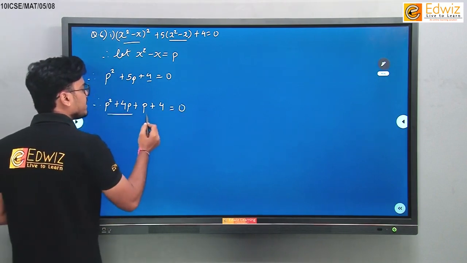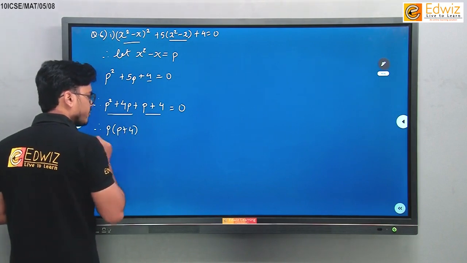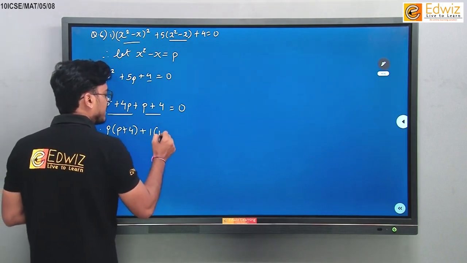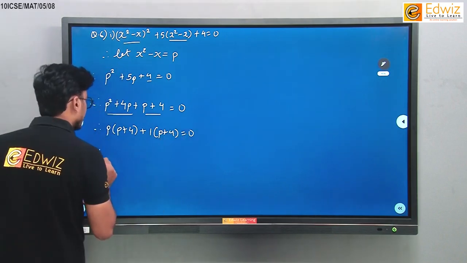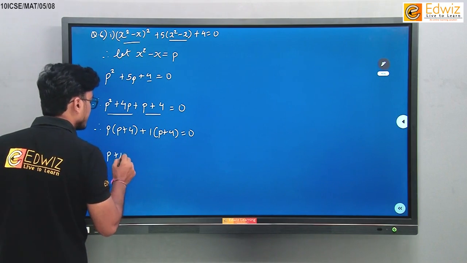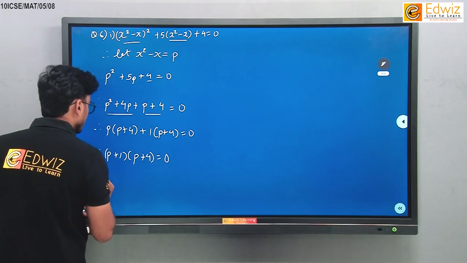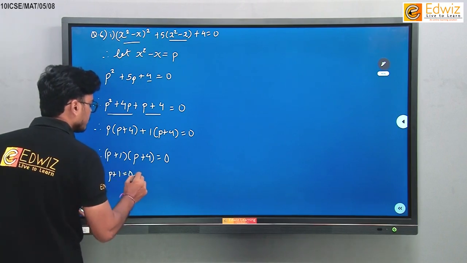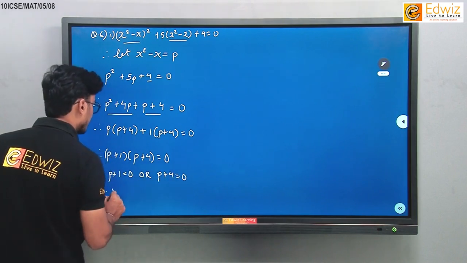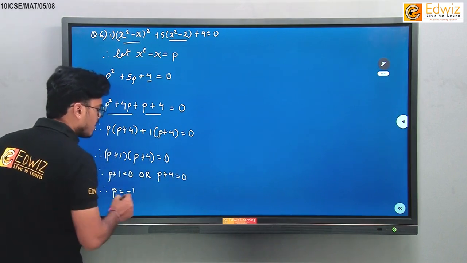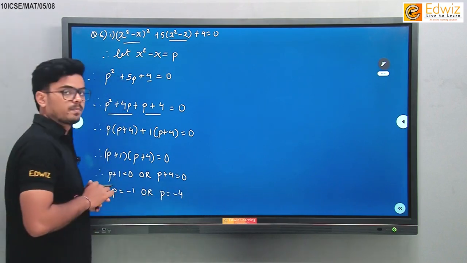Take p common here. Here we can take just 1 common. So p plus 4. If I take 1 common, again p plus 4 equal to 0. So the two factors are, we are getting p plus 1 multiplied by p plus 4 equal to 0. Okay, so p plus 1 is 0 or p plus 4 is 0. p can be equal to minus 1 or p can be equal to minus 4.